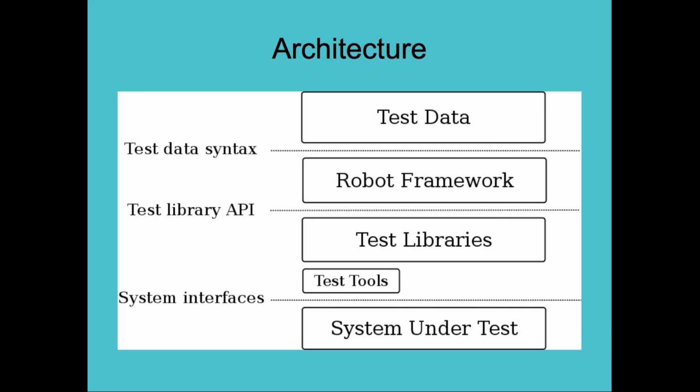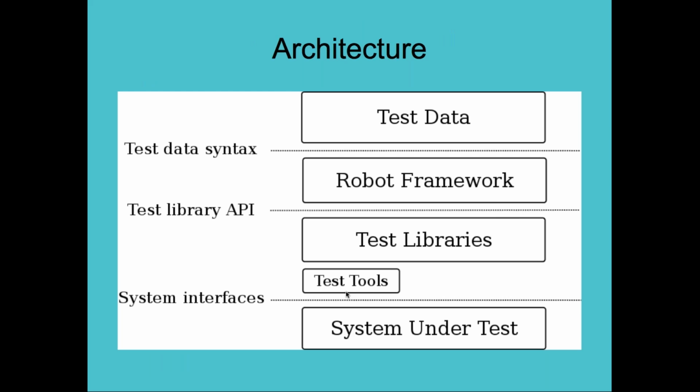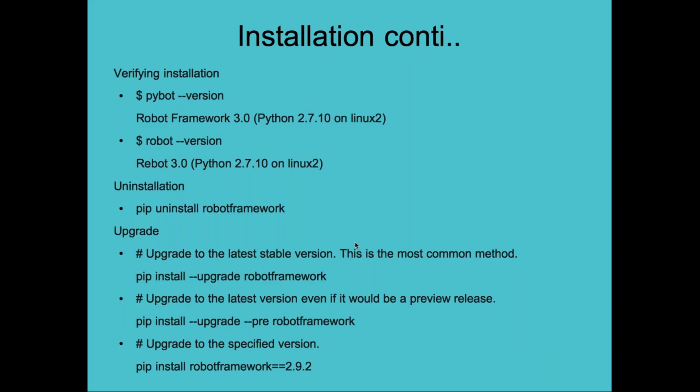Apart from that, if you need any other test tools, you can use them here. At last, this test data and test libraries will integrate with the framework. So this is the main architecture of Robot Framework. In these test libraries, we have some directory structure, which I'll tell you about in the next classes. So this is the architecture.